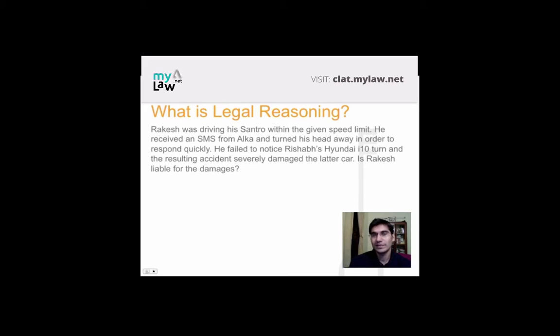Now, when you look at a problem set like this, if someone just tells you this set of facts, a number of things happen in the mind, and immediately your mind starts coming to a judgment. You look at this and say, oh gosh, he was looking at an SMS from Alka, so he was really careless, and his carelessness resulted in harm to Rishabh, and surely Rakesh is wrong. So at most, because we have some amount of collected peripheral knowledge, we have some sense of right and wrong, we come to a conclusion.